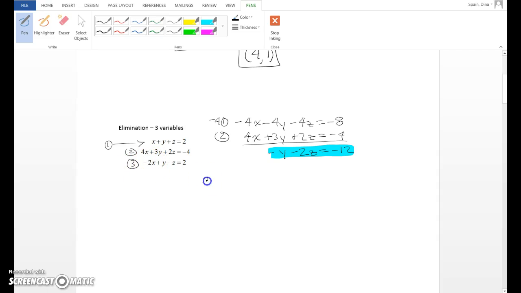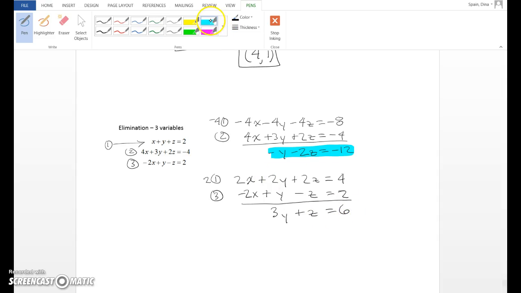So that means if I take 2 times equation 1, let's write that down, 2x plus 2y plus 2z equals 4, then let's rewrite equation 3 over here, -2x plus y minus z, that equals 2. Alright, so then doing that, you eliminate those x's. I'll have 3y plus z equals 6. Let's highlight this one in blue as well.